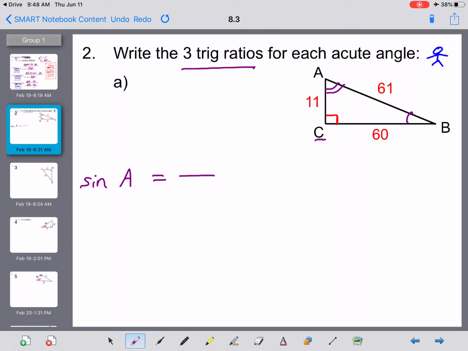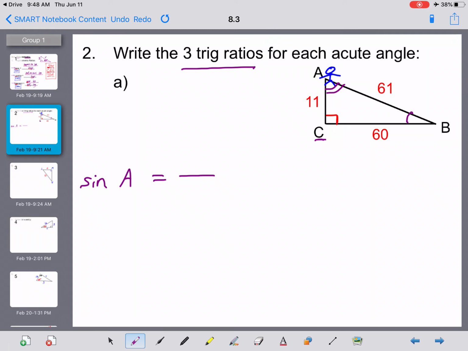So going back to SOHCAHTOA, the sine ratio means opposite leg over hypotenuse. So what I have here is a little stick figure. We're gonna say that's us. And since we are trying to find the sine of angle A, we are gonna stand right here at angle A and kind of look out at the world around us. The definition of sine is opposite leg over hypotenuse.